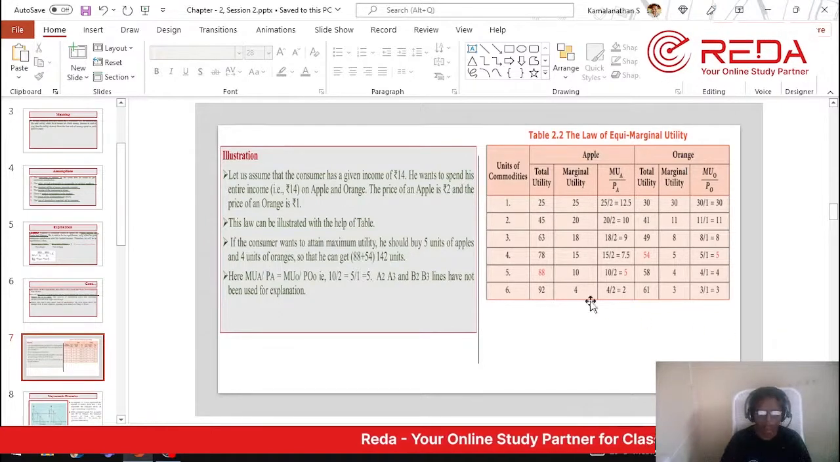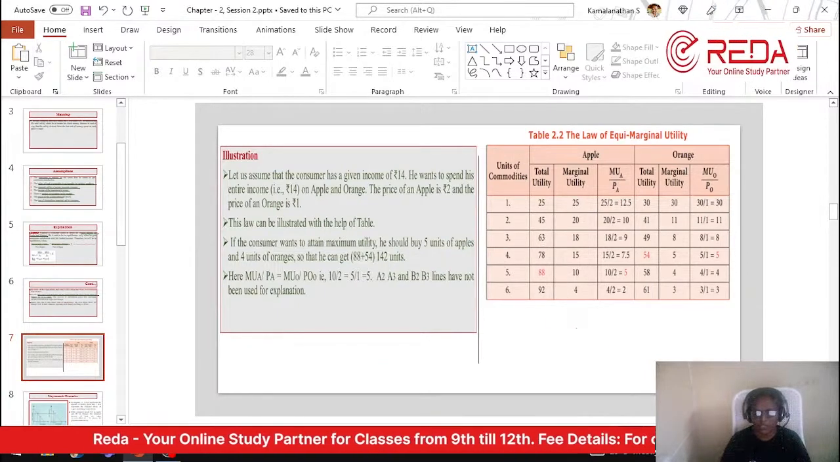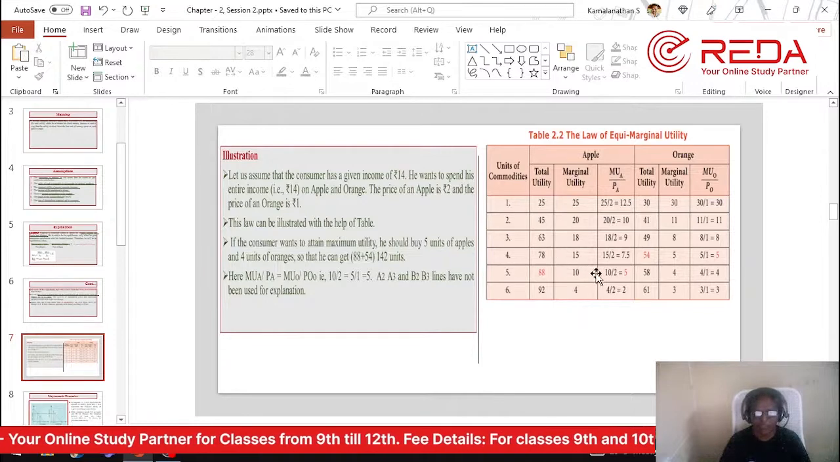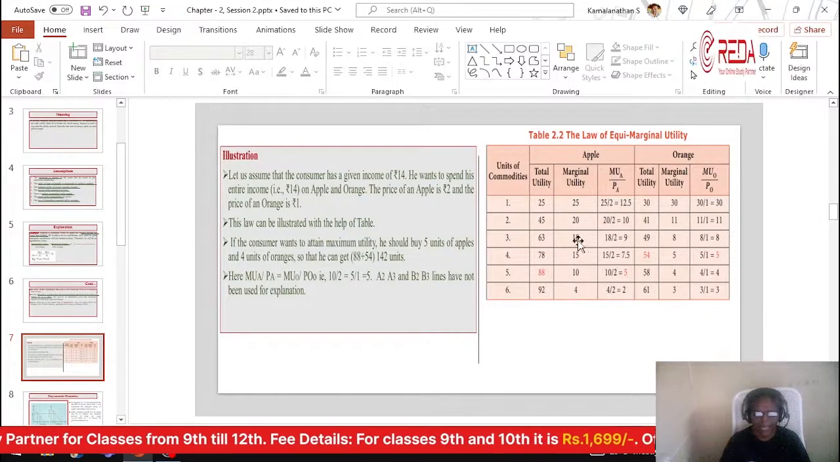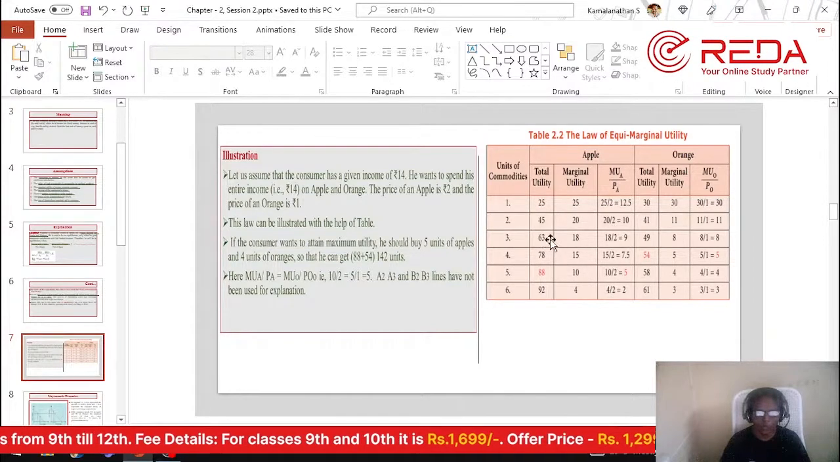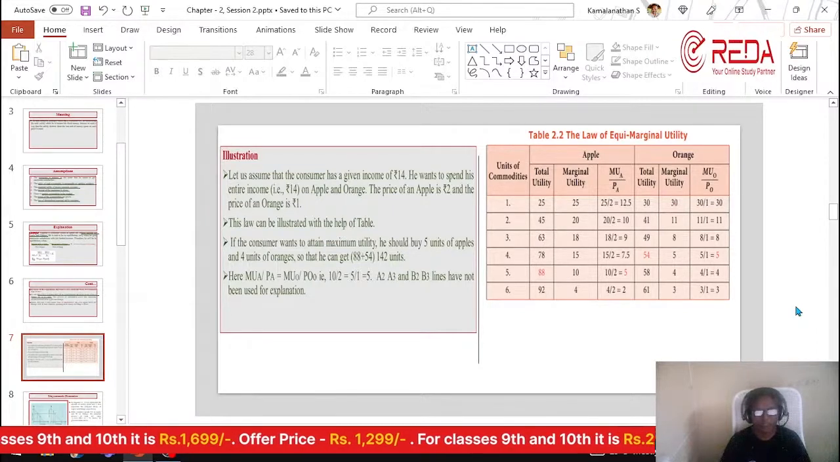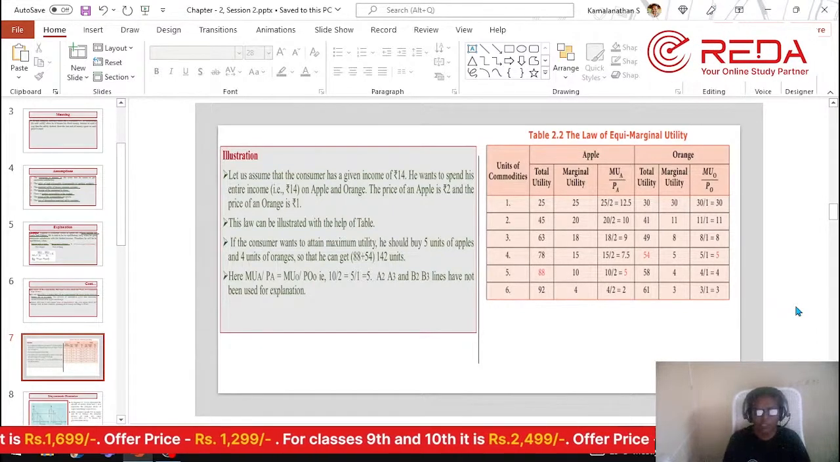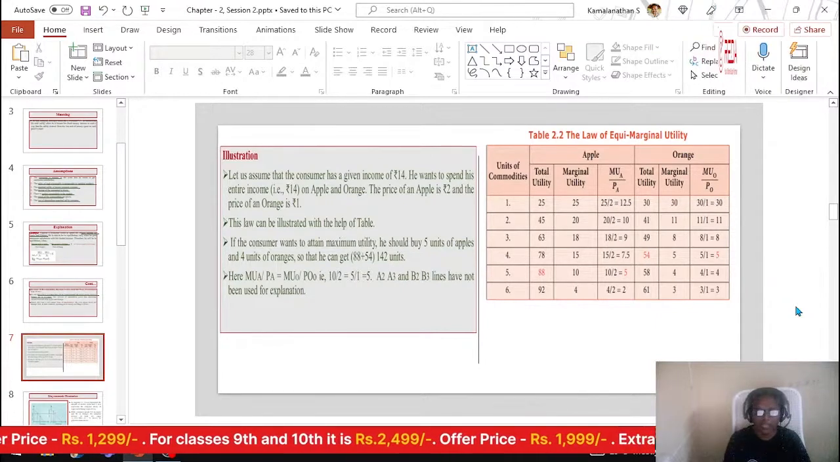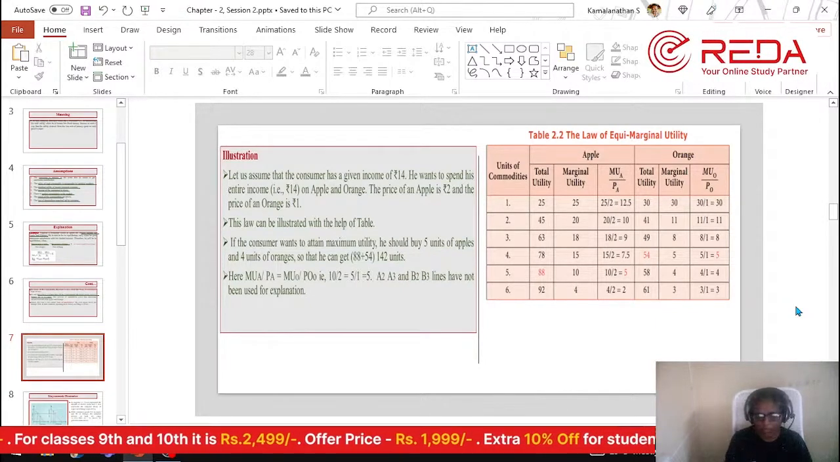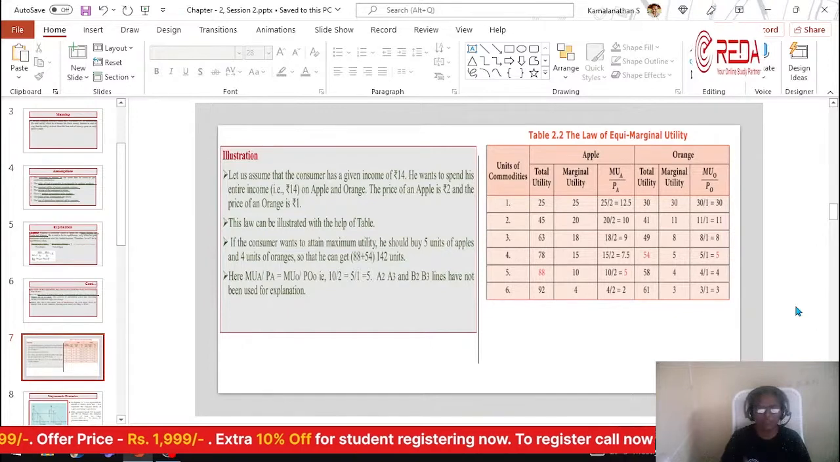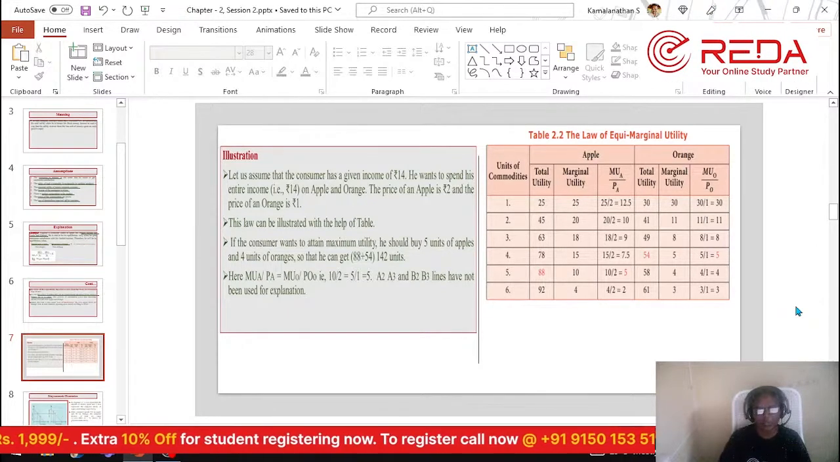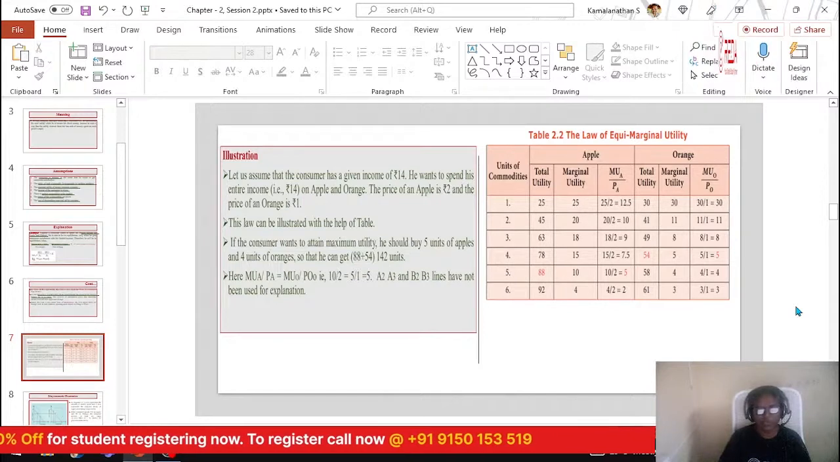Next, you see the third consumption, 3 apples. Here the total utility is 63, then the marginal utility is 18. So how does this 18 come? You have to subtract: 63 minus 45 equals 18. Then for the particular number of apples, 18 by 2. The 2, as I told you, will not change, as the price of the commodity is fixed. So 18 by 2 equals 9.